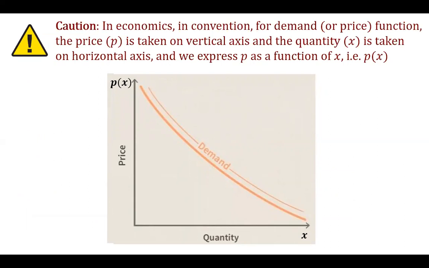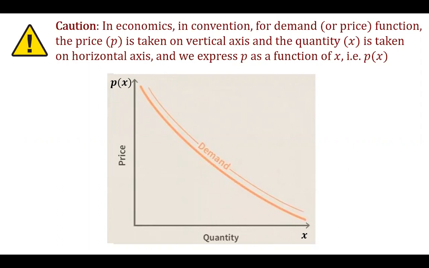In the field of economics, by convention for the demand or price function, the price is taken on the vertical axis, and the quantity x is taken on the horizontal axis, and we express P as a function of x. Probably this is not very intuitive, but this is by convention, okay? So just put P(x) on the vertical axis and your x on the horizontal axis. You understand?